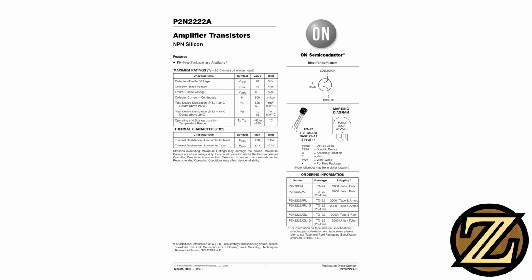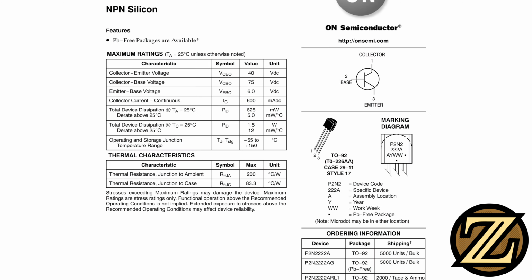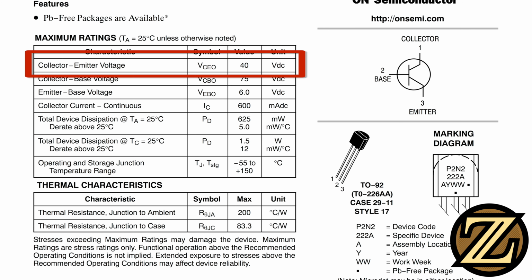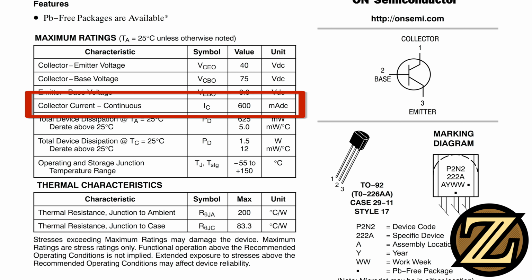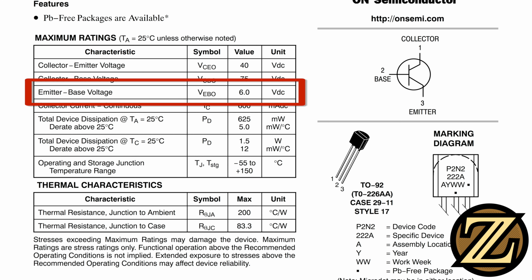The 2N2222 is a common NPN BJT. The datasheet indicates a max limit of 40 volts DC allowed across the collector and emitter, and this is greater than our needs. As well, we can shoot up to 600 milliamps through it. The emitter base voltage tops out at 6 volts DC, and this is fine for our application.